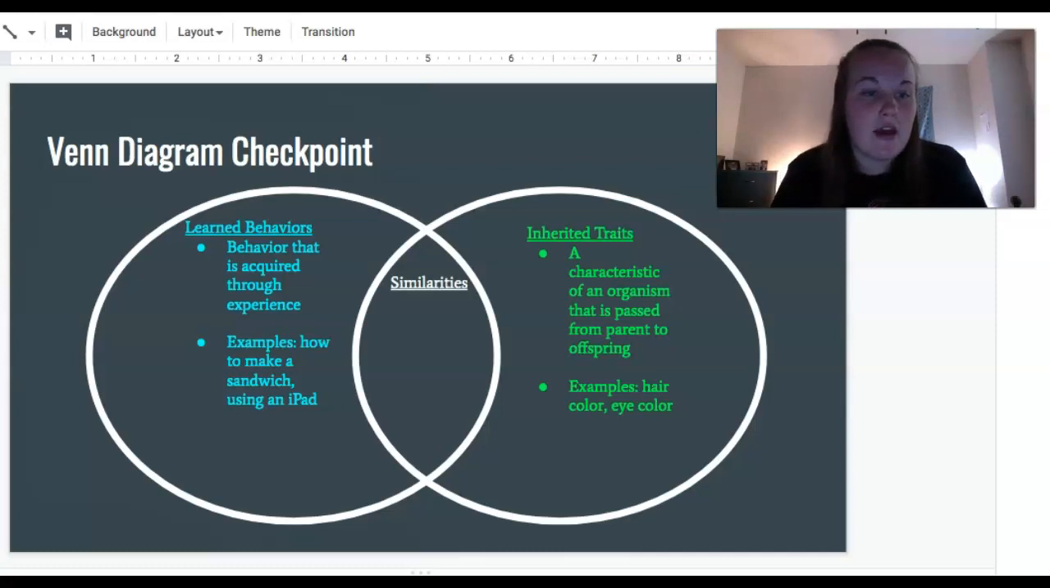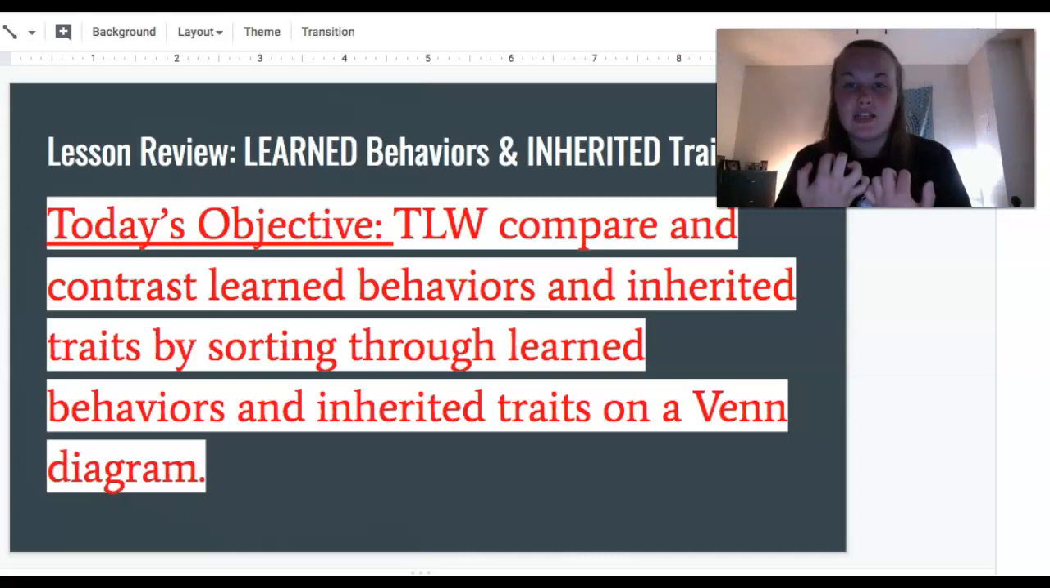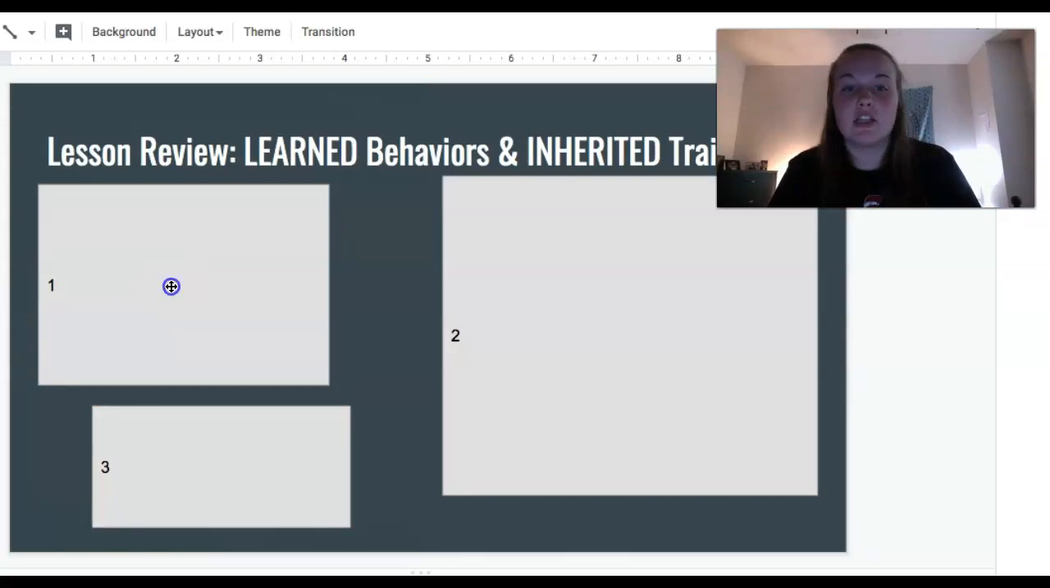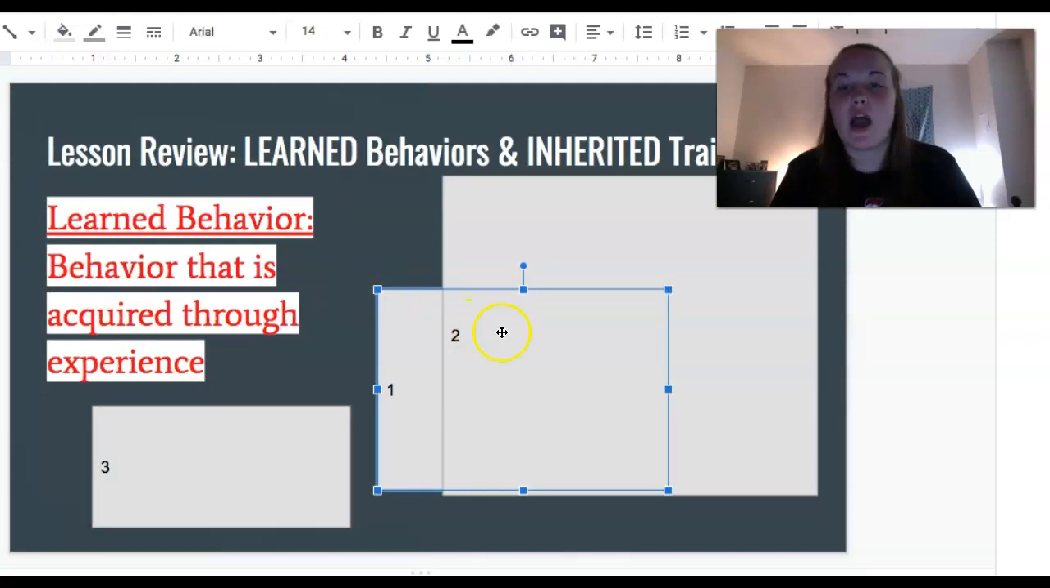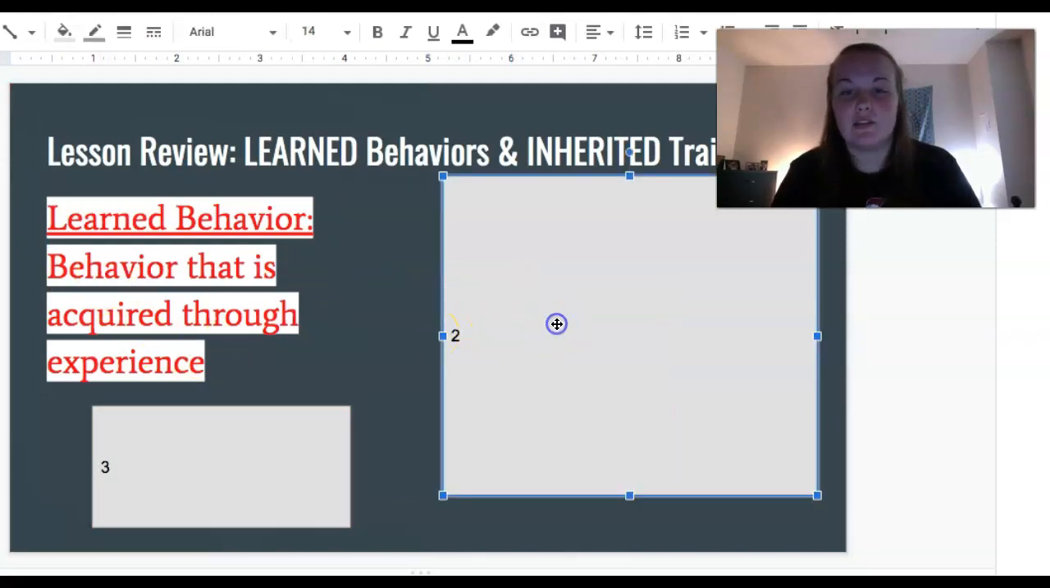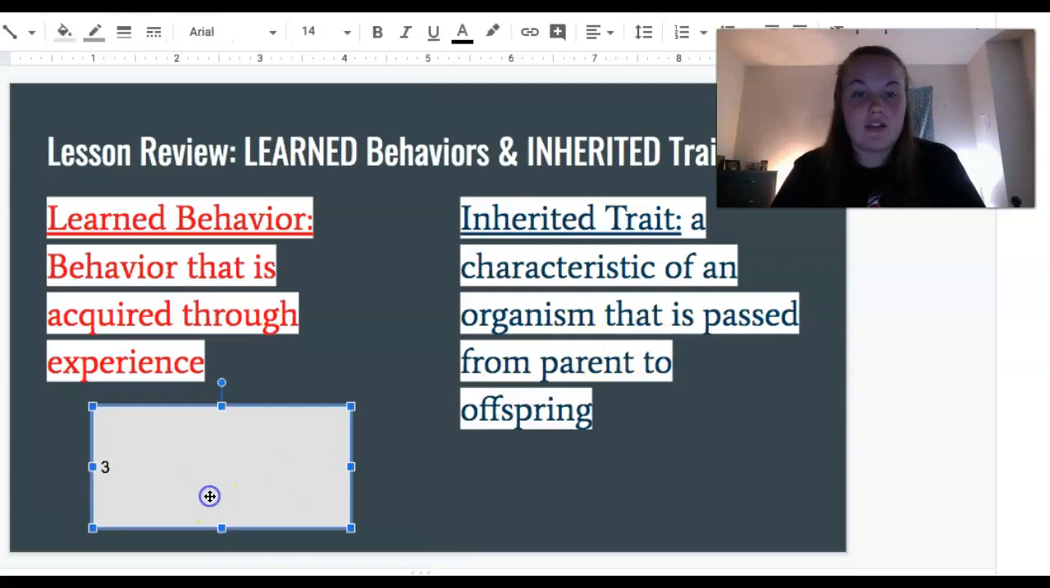So our lesson review, our objective was the learner will compare and contrast learned behaviors and inherited traits by sorting through learned behaviors and inherited traits on a Venn diagram. So, a learned behavior is behavior that is acquired through experience. An inherited trait is a characteristic of an organism that is passed from parent to offspring. It is genetic.